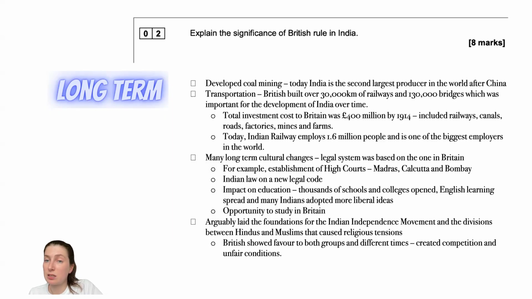The British invested £400 million by 1914, and today the Indian Railway employs 1.6 million people and is one of the biggest employers in the world. So if you see what I've done, I've taken the idea that they built railways. I've then done a little bit of research online about the railway system in India, and I've found some really useful facts that the railway system is a really important employer in India.